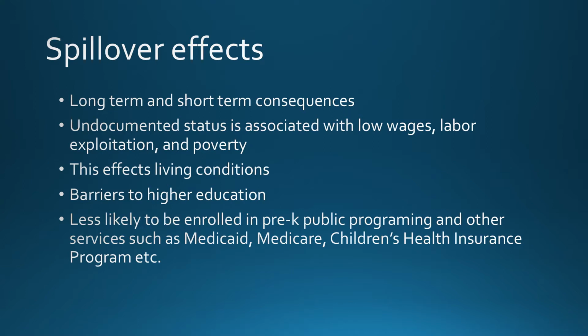There are many long-term and short-term consequences due to the criminalization of immigration. Undocumented immigrants lack certain legal protections, which lead to low wages, labor exploitation, and poverty. Children whose parents are undocumented are less likely to be enrolled in pre-K educational, public programming, or other services, which include Medicaid, Medicare, children's health insurance programs, public housing, SNAP, and other forms of welfare assistance, even though they are legally entitled to these programs based on their birthright citizenship.